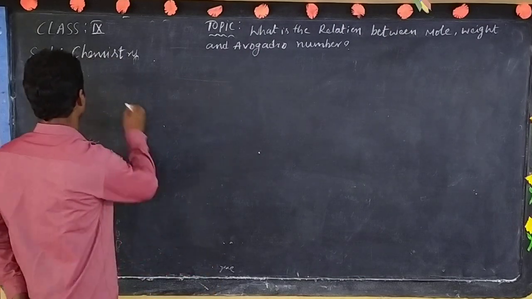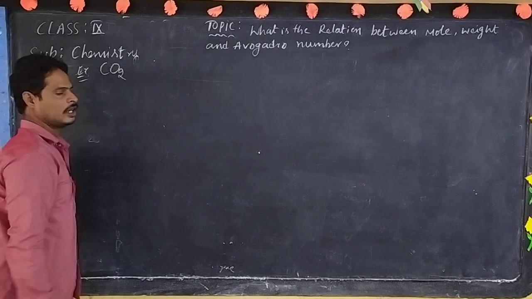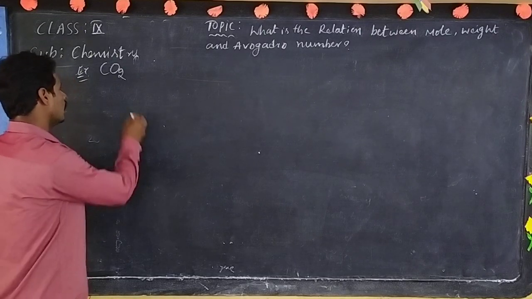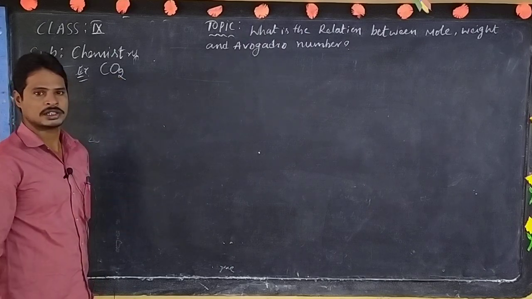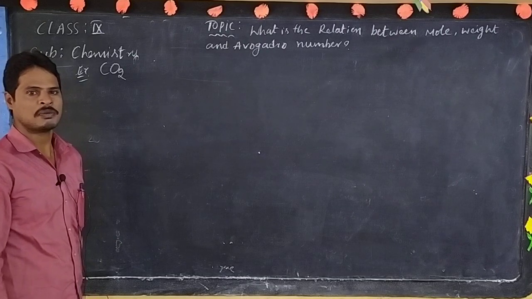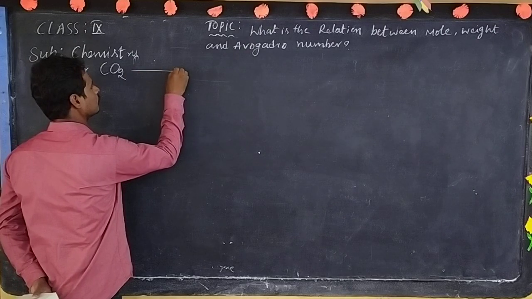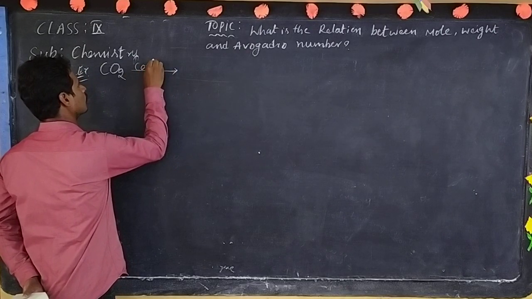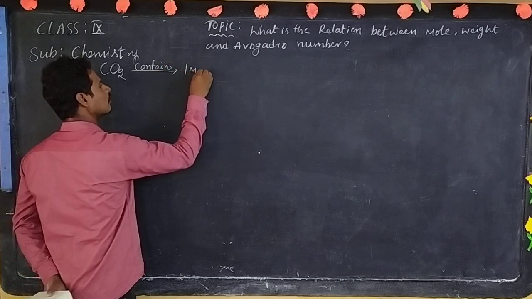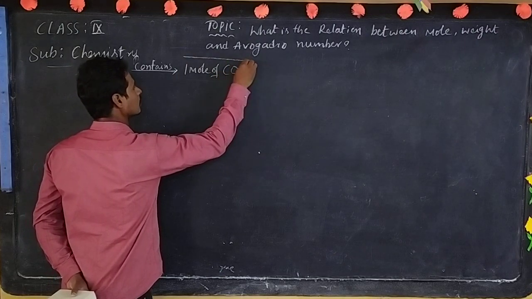For example, CO2. What is the name of the compound? Carbon dioxide. In front of carbon dioxide, is any number there? There is no number. That's why we consider it as one molecule of carbon dioxide. So it contains one mole of carbon dioxide.